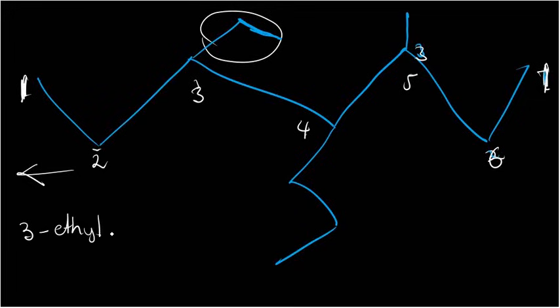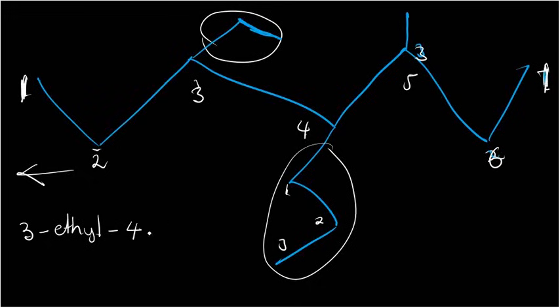3-ethyl. Then what? 4. What is this name? How many carbons? 1, 2, 3. So there are 3 carbons on this branch. So meaning that that is what? Propyl.